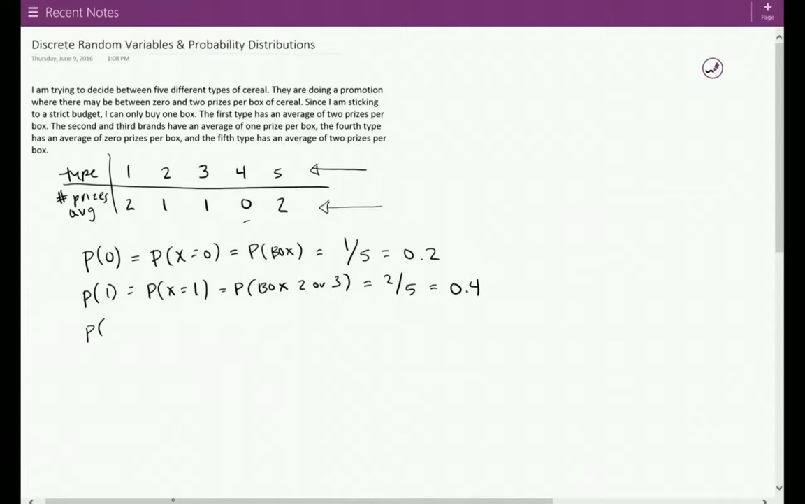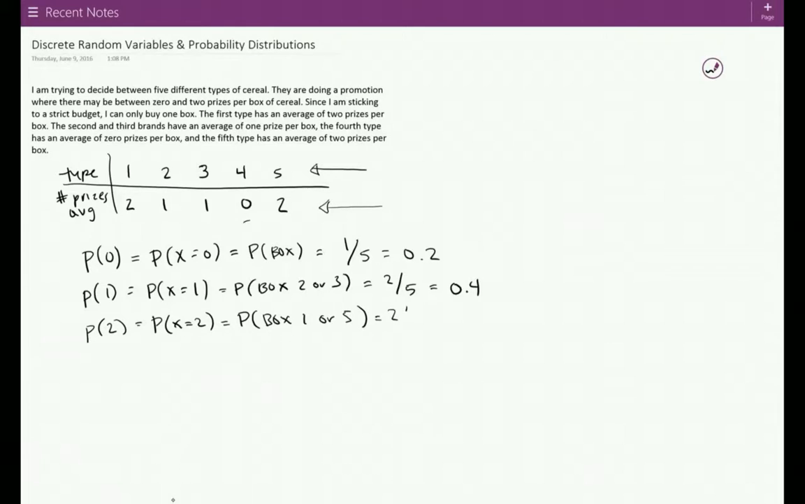And the probability that I receive 2 prizes in my box of cereal will occur if I pick box 1 or 5, which is again 2 out of 5, and a 40% chance. And this makes up our PMF, which we can display in the standard form, which looks something like this.